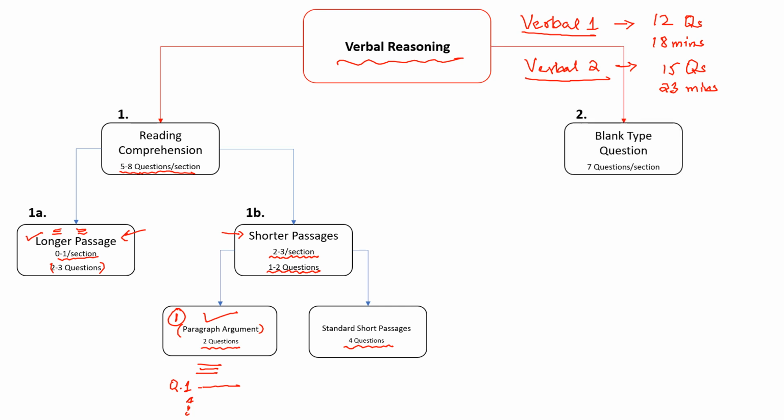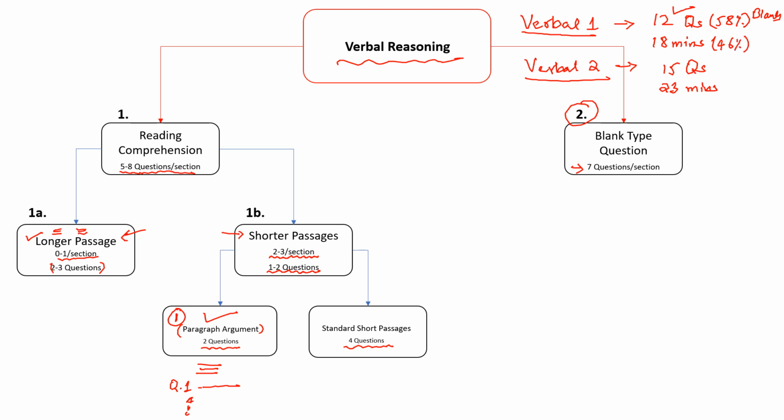Then the second type is the blank type questions. So blank type questions, first of all, there'll be a total of 7 blank type questions per section, right? So let's say you're talking about the first section, which is composed of 12 questions. That means that out of these 12 questions, 58% are going to be blank type. That's significantly more than half.